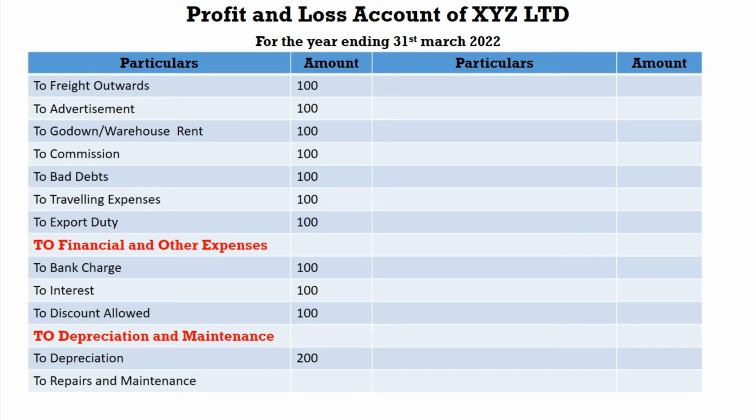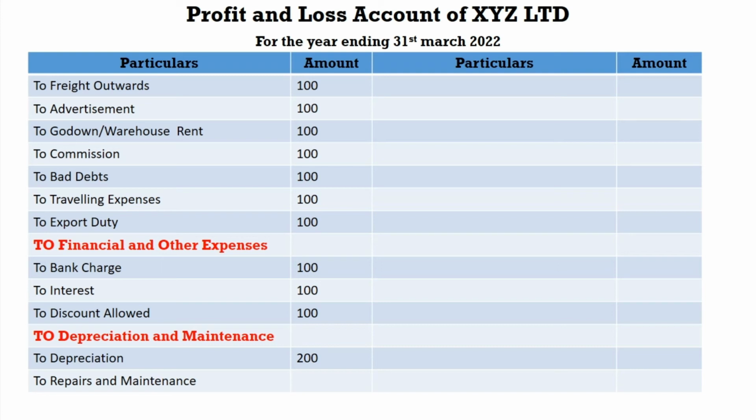Then bad debts. Bad debts means what? For example, we sold the item to the customer, but as per the credit time, 30 days, 60 days, 90 days, 120 days, correct? After 90 days or 120 days, we are not receiving the money from the customer. So what are we going to do? Okay, this money is not coming. We have to put it as bad debts.